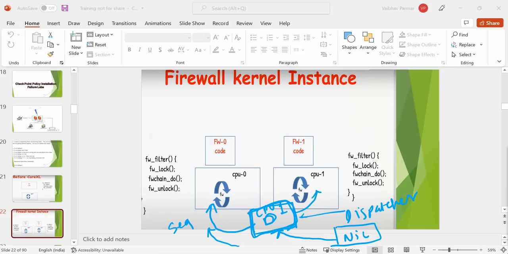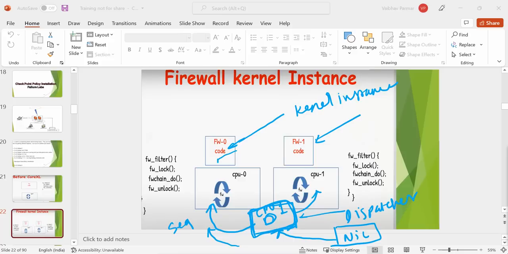Why? Because of the introduction of these kernel instances, I mean these firewall cores, which we also call kernel instances. So these are the two instances we have for now, with different features that they use for packet processing. So how? Let's discuss that.